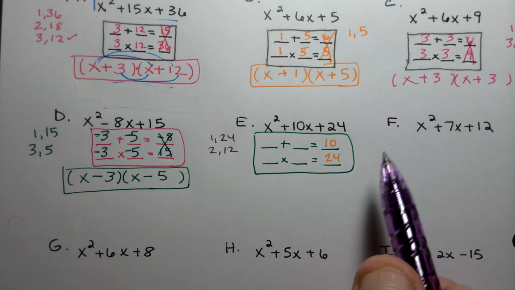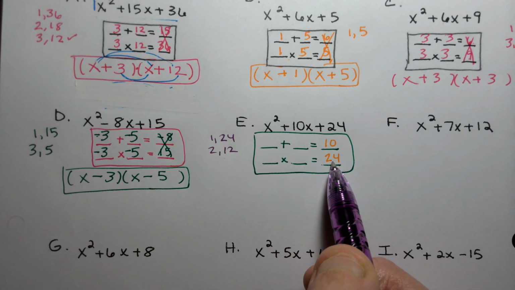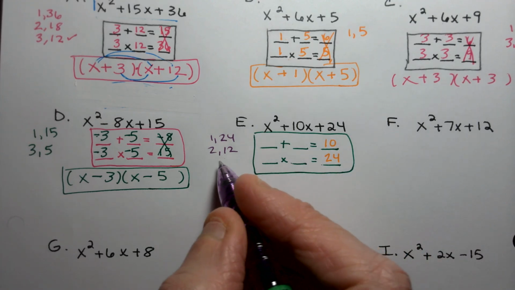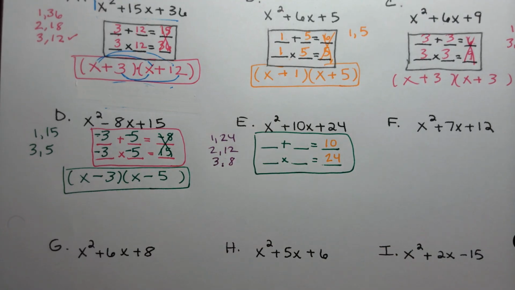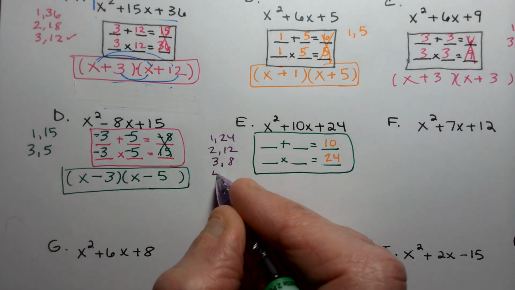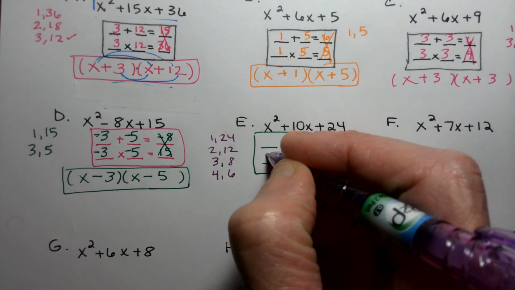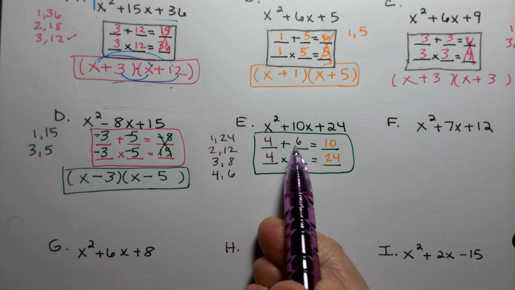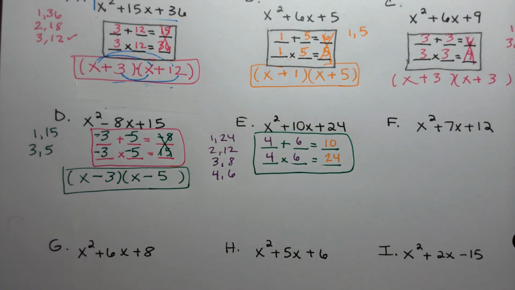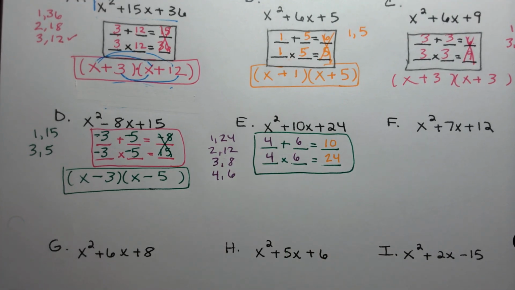I'm a little concerned, though, because one of them would have to be a negative. That'd have to be a negative 2, and this is positive, so that's not necessarily going to work. How about 3 and 8? Does that work? No, that's 11 or 5. How about 4 and 6? Does that work? Oh, there we go. See, so sometimes you may put the 2 and the 12 in here and try it, and you're like, it's not working. What am I doing wrong? Well, maybe you're not doing anything wrong. Maybe you just need to try to find a new pair.